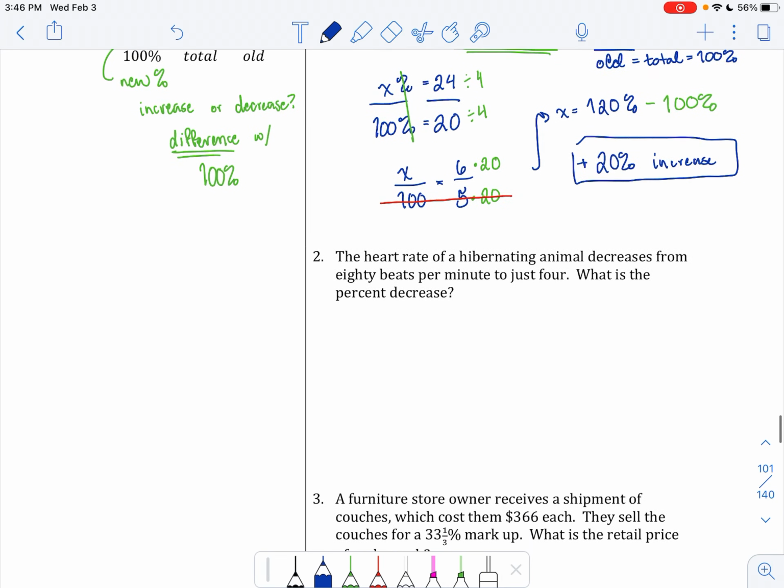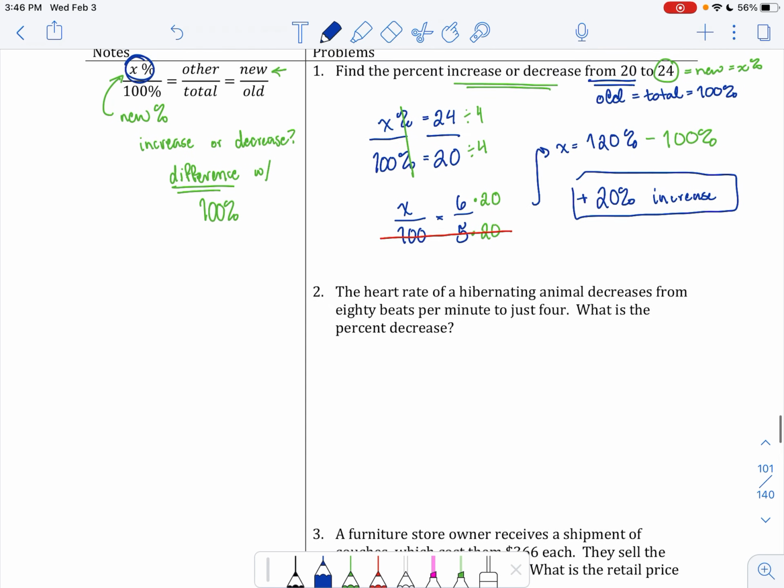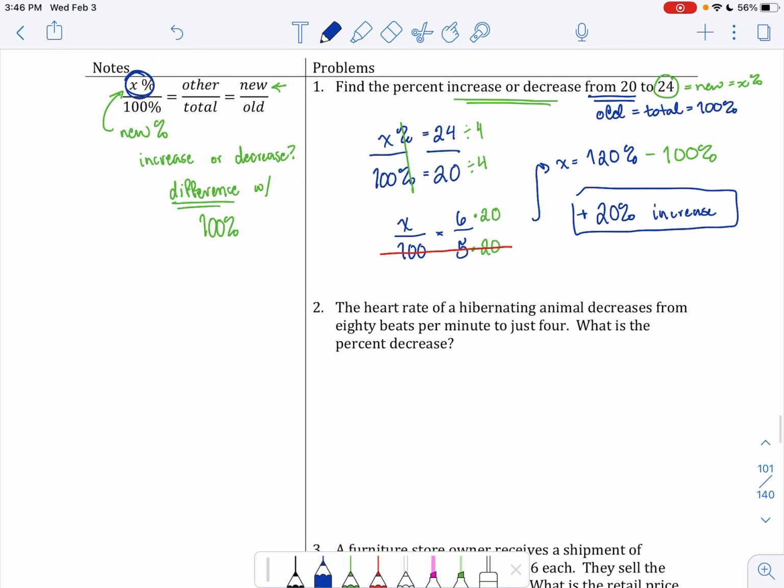Now, you might also have a word problem. The heart rate of a hibernating animal decreases from 80 beats per minute to just 4. What is the percent decrease? So again, I'm going to look for 80. This is the old number, so that means that's our 100%. And then 4 is what's happening now, which means that's our X%. So X% is equal to 4, and 100% is equal to 80, and we've got our proportion.